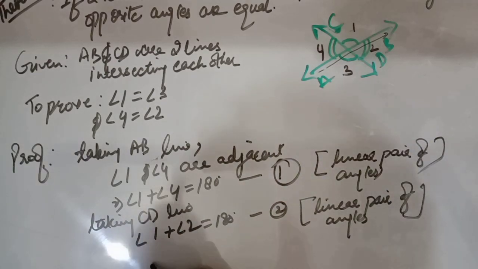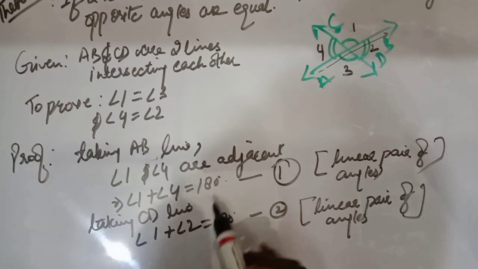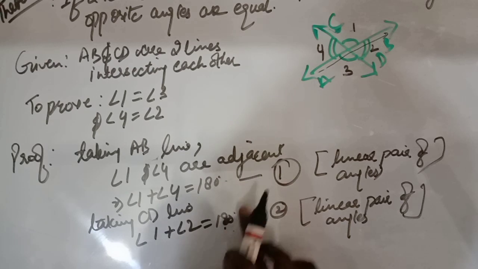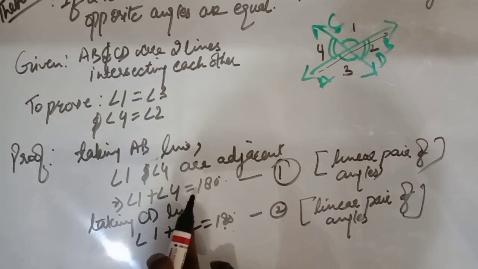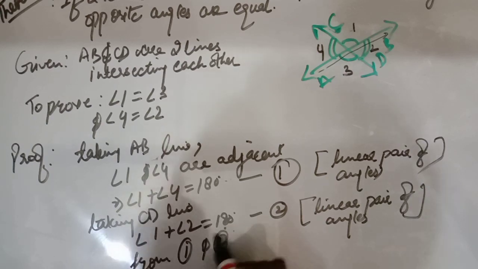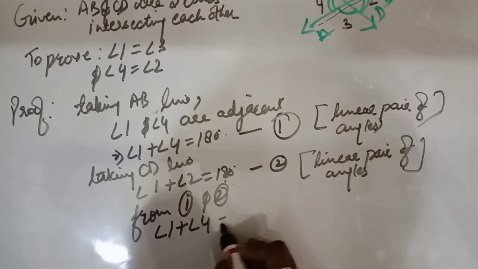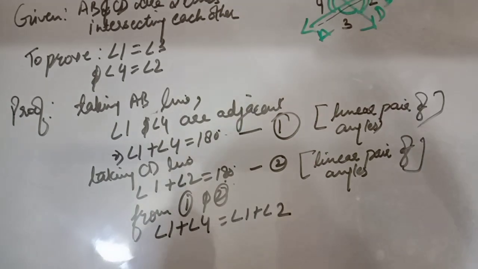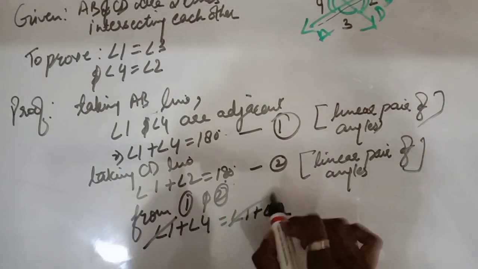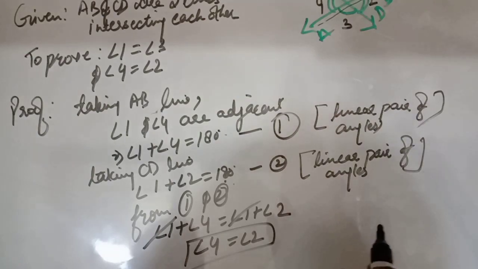Okay? Equation 1 and 2, the RHS is equal. 180 is equal to 180. Then we can say that the LHS is also equal. Therefore, from equation 1 and 2, what we can write is angle 1 plus angle 4 is equal to angle 1 plus angle 2. Angle 1 is common on both sides, which will cancel out, and angle 4 is equal to angle 2. It is proved. This is what we have to prove.